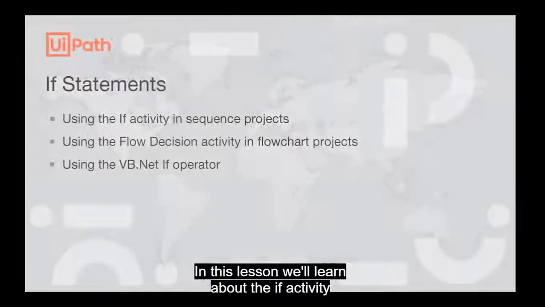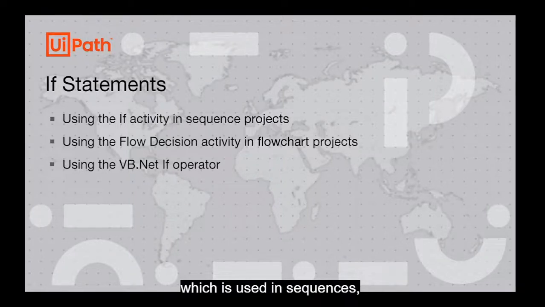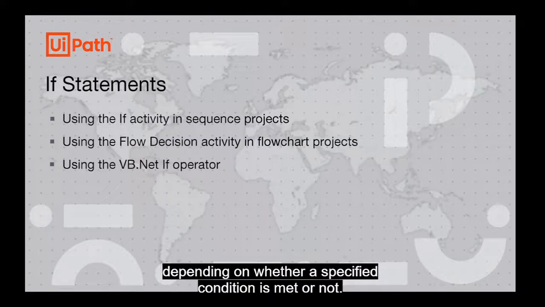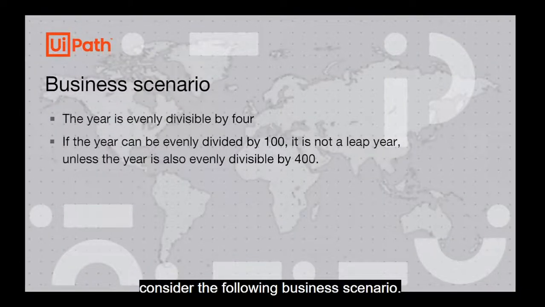In this lesson, we'll learn about the if activity, which is used in sequences, the flow decision activity, the equivalent of the if activity, which is used in flowcharts, and the VB if operator. They enable your workflow to take one of two different courses of action, depending on whether a specified condition is met or not. For this demonstration, consider the following business scenario.